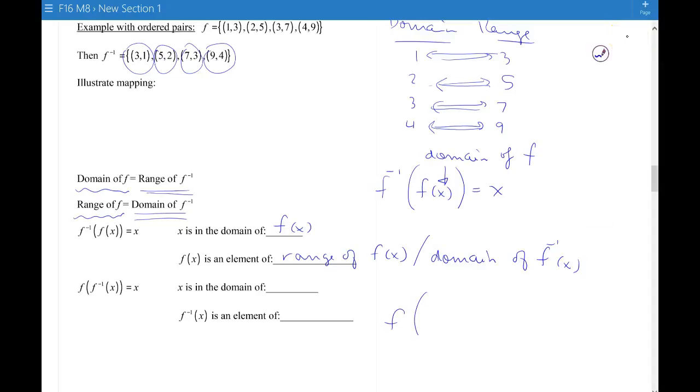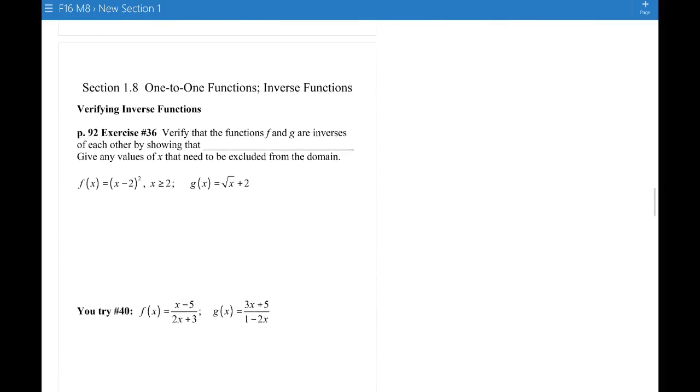But when we write this notation, f of f inverse of x equals x, this is a different x, and this is a key point for what we're going to do in chapter 3. This x is in the domain of f inverse, so this means it's in the range of f. And f inverse of x is an element of the domain of f. So I want you to think about that and work on it until it makes sense to you. It might take a while.